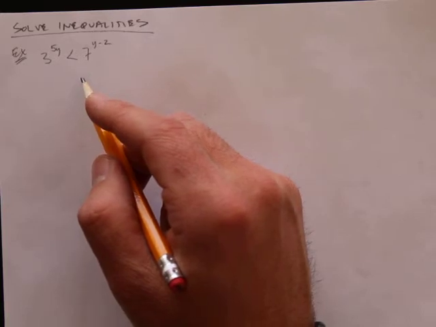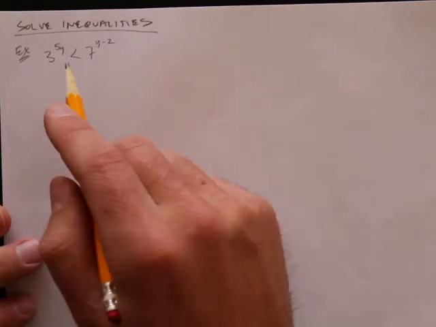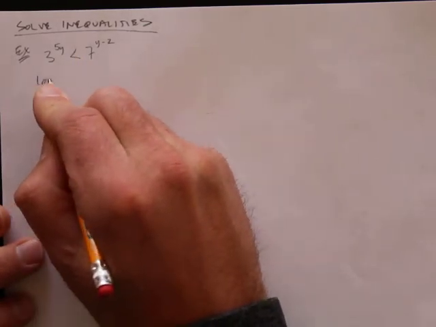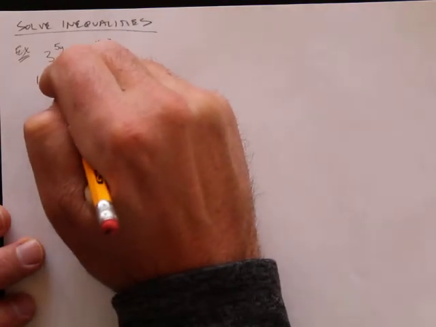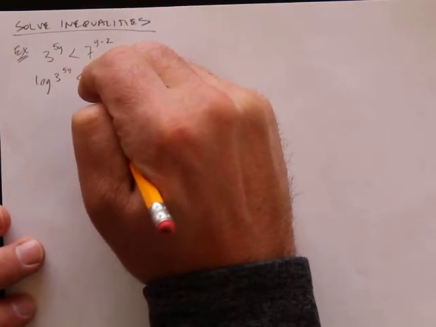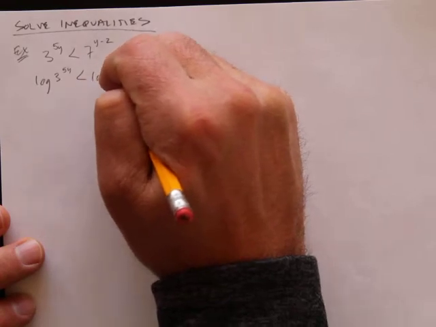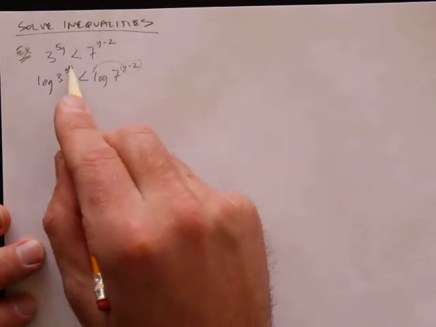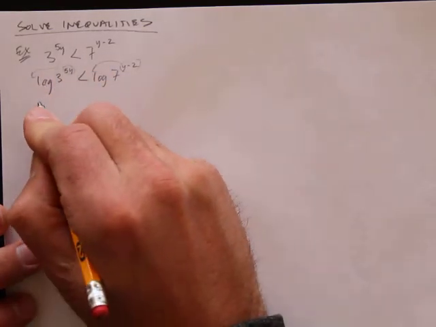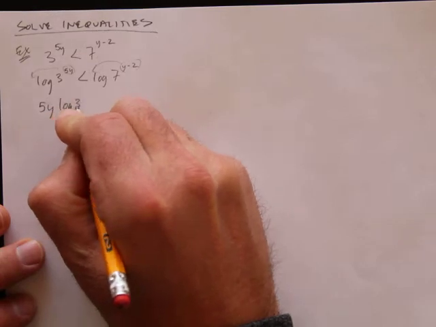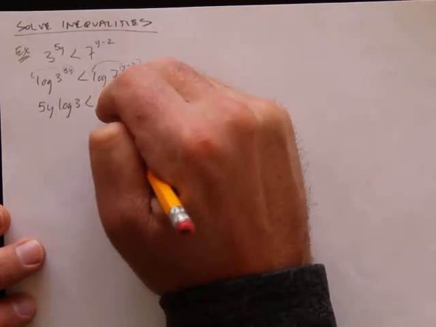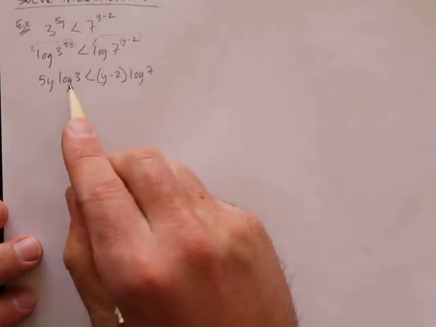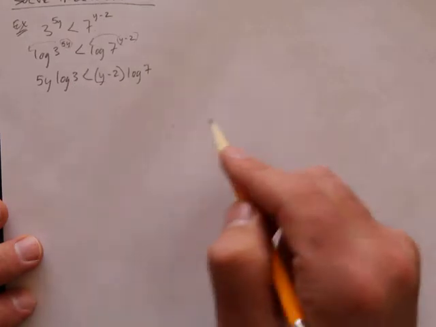And so what I'm going to do instead is take the common log of both sides. So I'm going to take the common log of 3 to the power of 5y is less than the common log of 7 to the power of y minus 2. Now I'm going to take this y minus 2, plop it down in front, take this 5y, plop it down in front. 5y times log of 3 is less than y minus 2 times log of 7. So remember, if you don't see what this base is, you know it's 10.